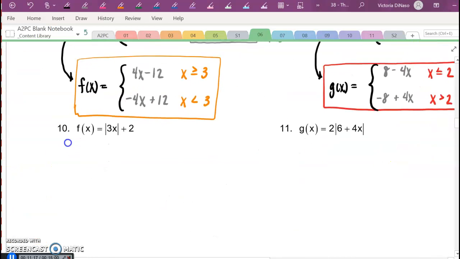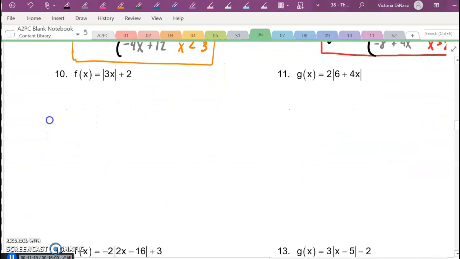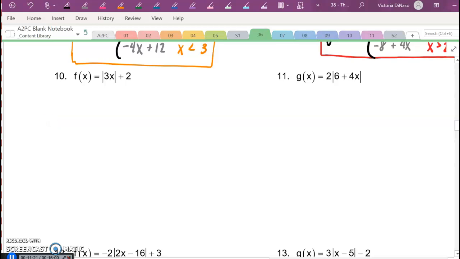All right, number 10. So in number 10, we have f of x equals the absolute value of 3x plus 2. So we're going to start by writing out our f of x equals and then the bracket. So on the top, we're going to put the normal. So the normal version is 3x, and then we have plus 2. On the second line, you only have to take the opposite of the absolute value. So just the opposite of this, which is instead of positive, it's going to be negative. So we have negative 3x, and then leave it as plus 2.